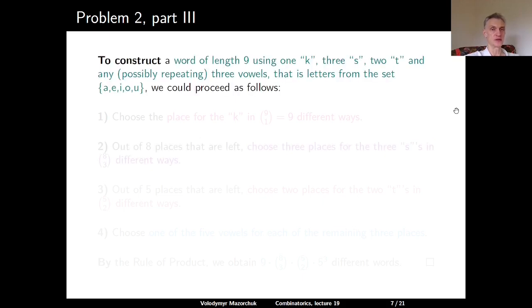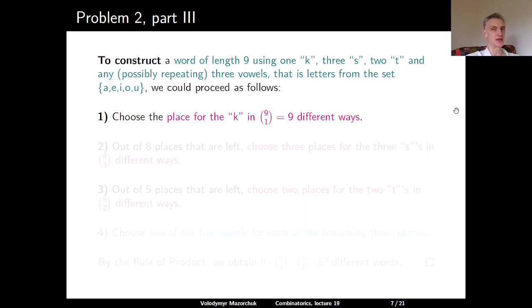So we want to find out how many words can one construct using 1 letter K, 3 letters S, 2 letters T, and 3 vowels. We can repeat the vowels if you wish, and the vowels are letters from the set A, E, I, O, and U. So to construct such a word, what we can do is the following. First, we choose the place for the letter K. We have 9 places, we need to choose one.